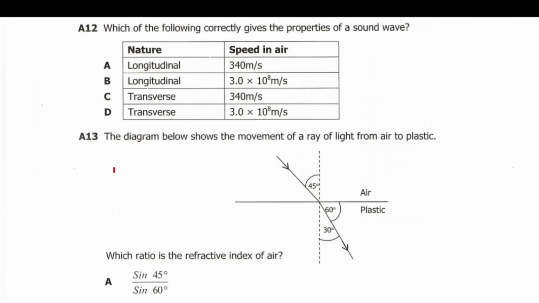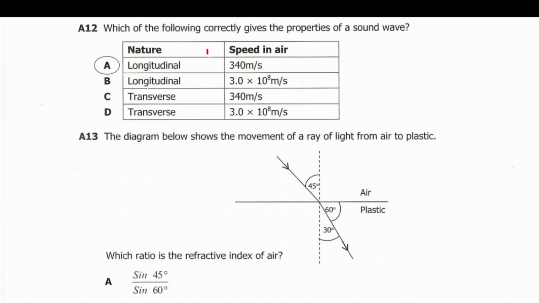All right. So 12 reads, which of the following correctly gives the properties of a sound wave? A: nature, longitudinal, yes, a sound wave is longitudinal. Then speed in air, 340 meters per second. That's true. The speed of sound in air is 340 meters per second. So the answer should be A.